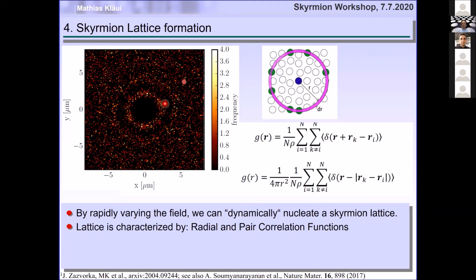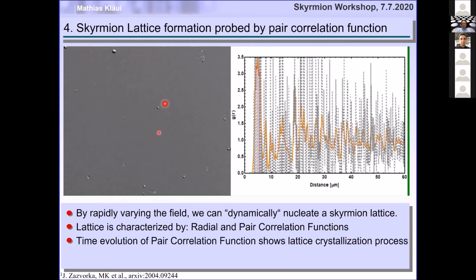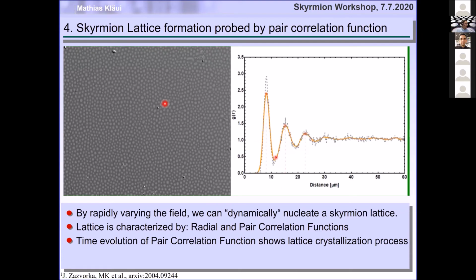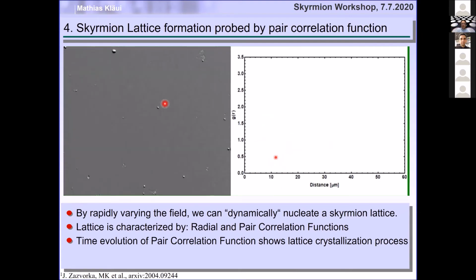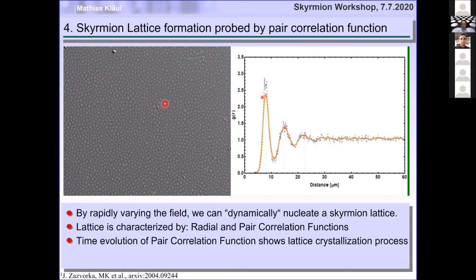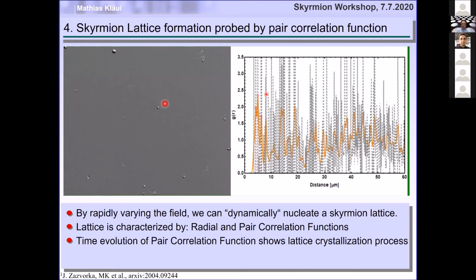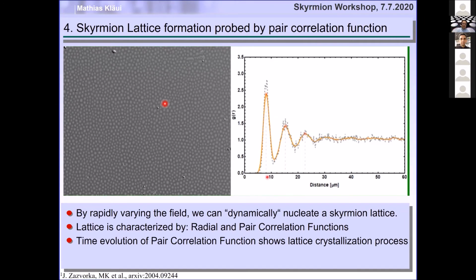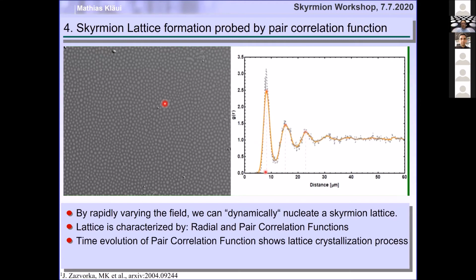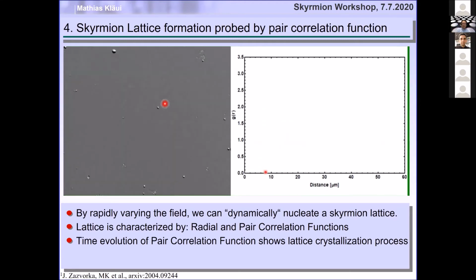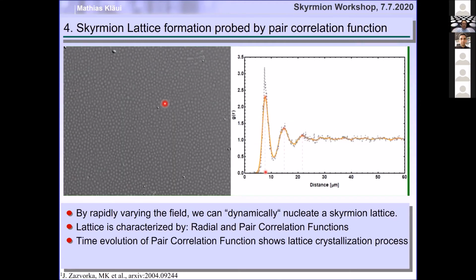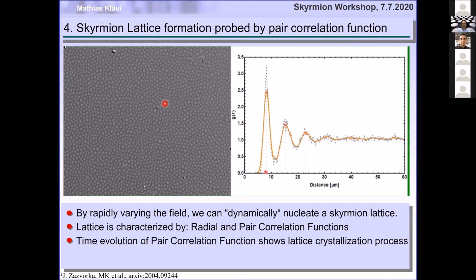Now we do this as a function of time. Here on the left, you see the image. On the right, you see the pair correlation function as a function of time. What you see is that initially it's rather disordered, but then the first peak grows in height. This is the nearest neighbor distance. And you can also see, if you look down here, that it shifts a bit to larger distances. So during this nucleation of the Skyrmion lattice, the average Skyrmion distance also changes.